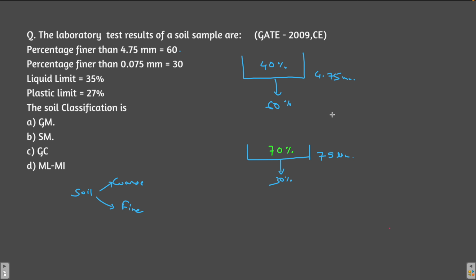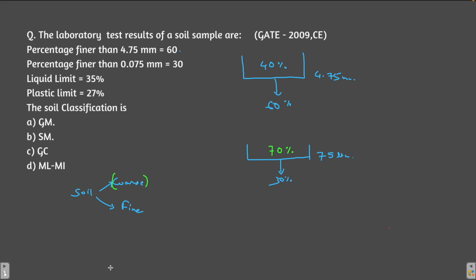Because out of total 100%, 30% of the particles are passing through the 75 micron sieve and 60% of the particles are passing through the 4.75 millimeter sieve. That means a total of 70% of particles are greater than 75 micron. Now according to the definition of coarse grained soil, if 50% or more than 50% of the particles are retained on the 75 micron sieve, it is coarse grained. So our first task is complete. It is coarse grained soil.